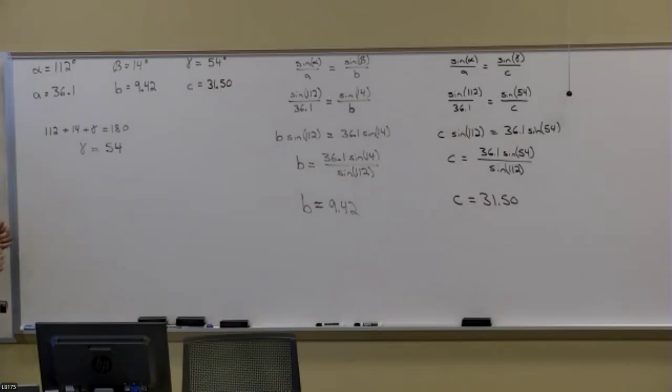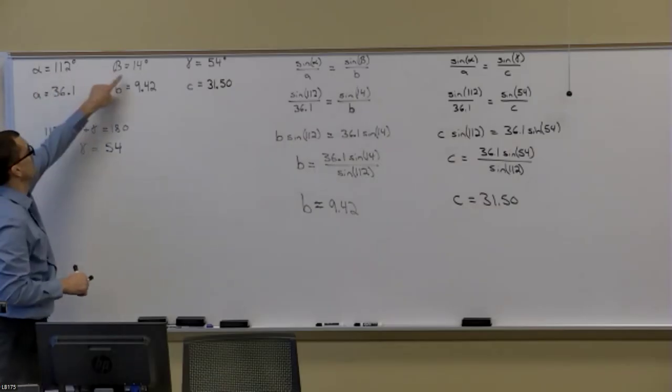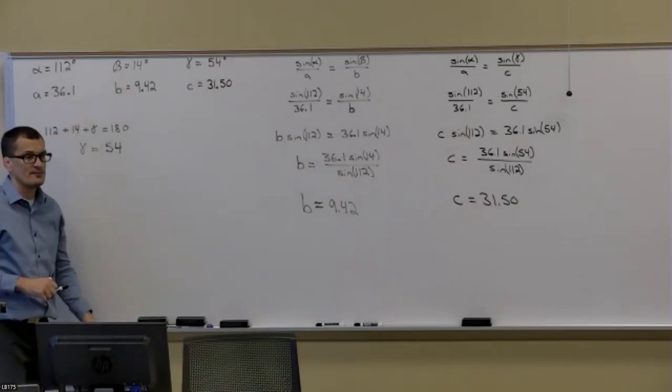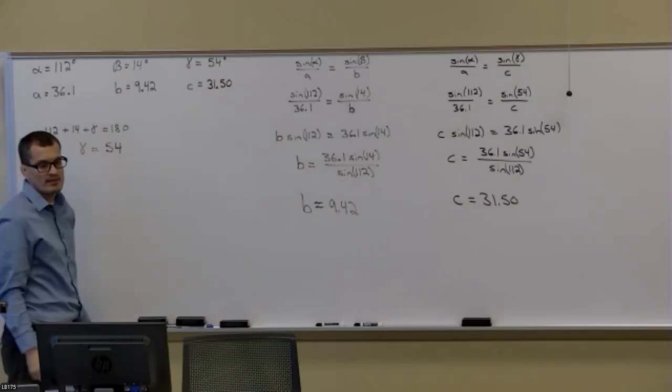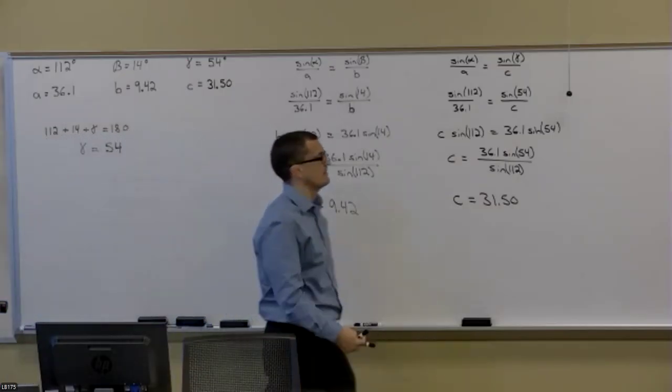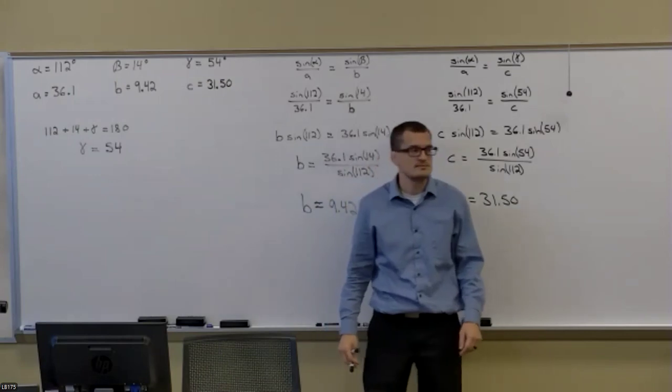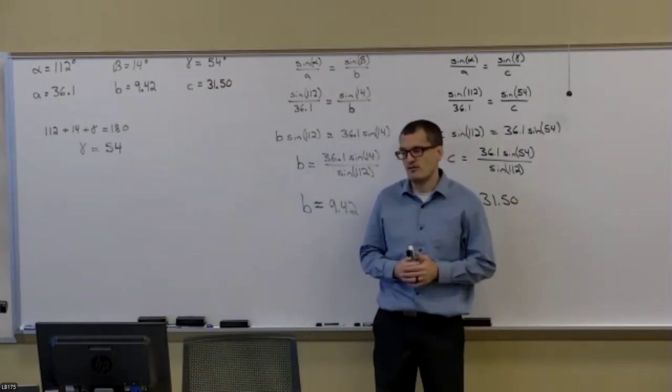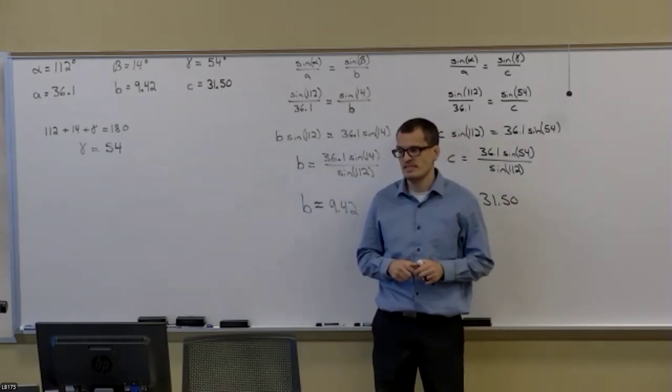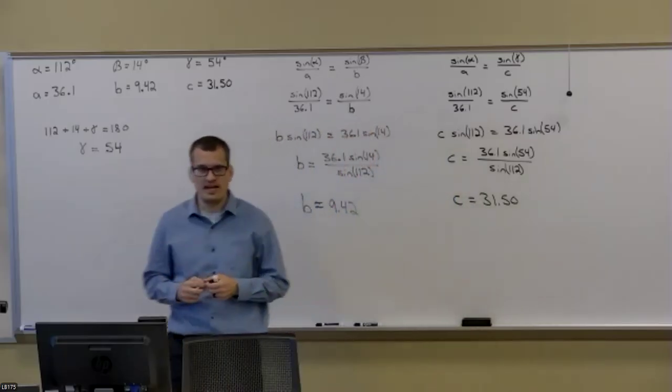So I was given three pieces of information, the alpha, the beta, and the A. And I found the other angle and the other two sides. So now I have all three angles and all three sides of that triangle.